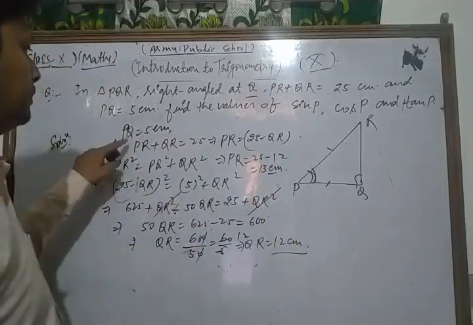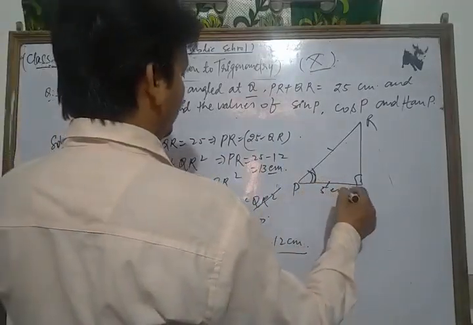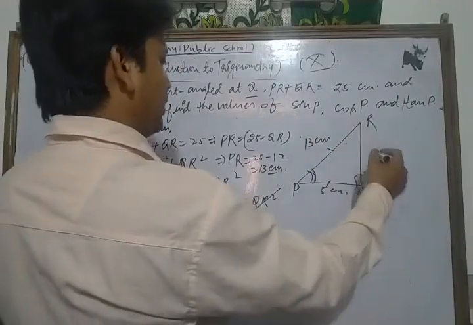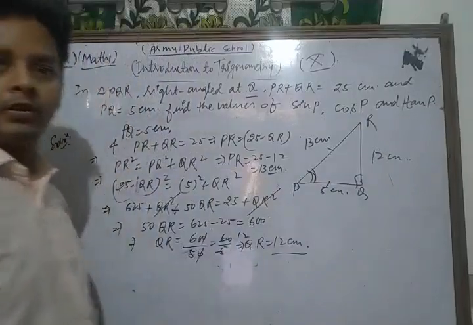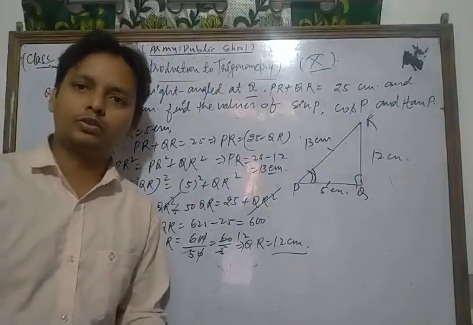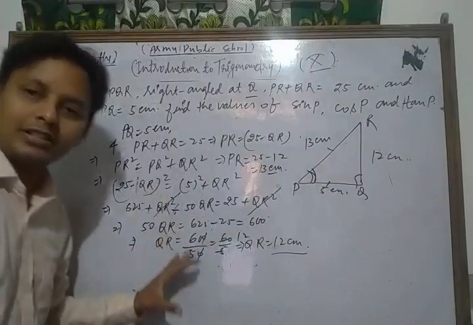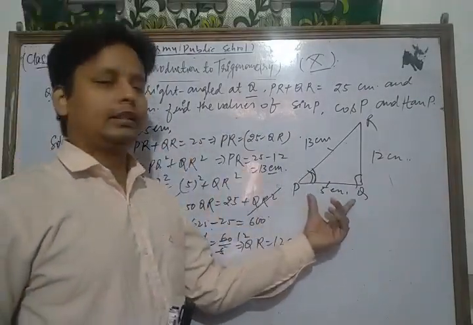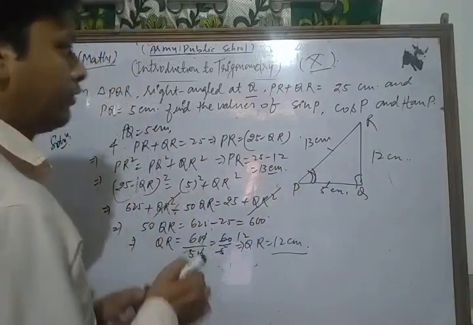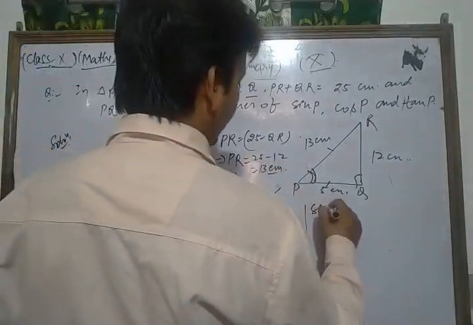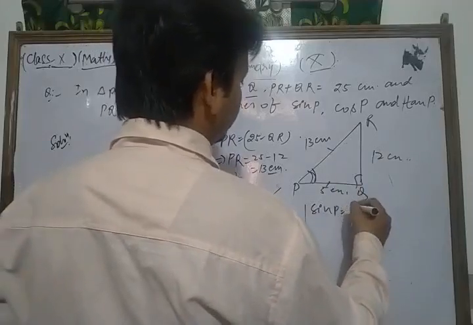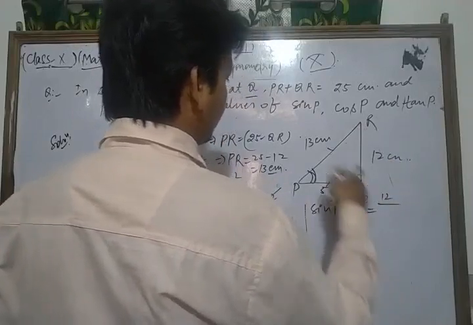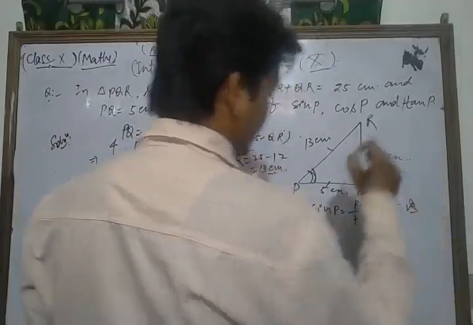So in this way, PQ is 5 centimeter, PR is 13 centimeter, and QR is 12 centimeter. Now, dear student, using that concept, means using Pythagoras theorem, we find all the required sides. Now, from the figure, sine of angle P is equal to perpendicular upon hypotenuse. Perpendicular is 12, hypotenuse is 13. So 12 upon 13 is the first answer.